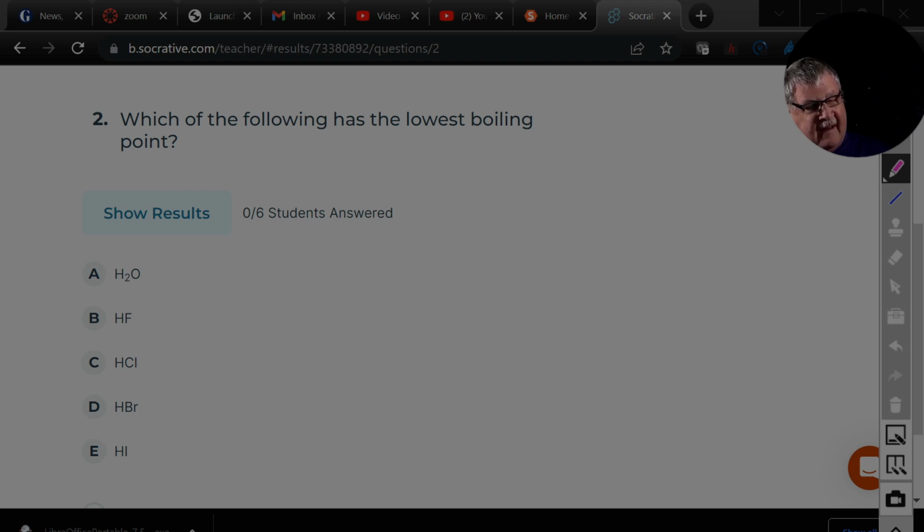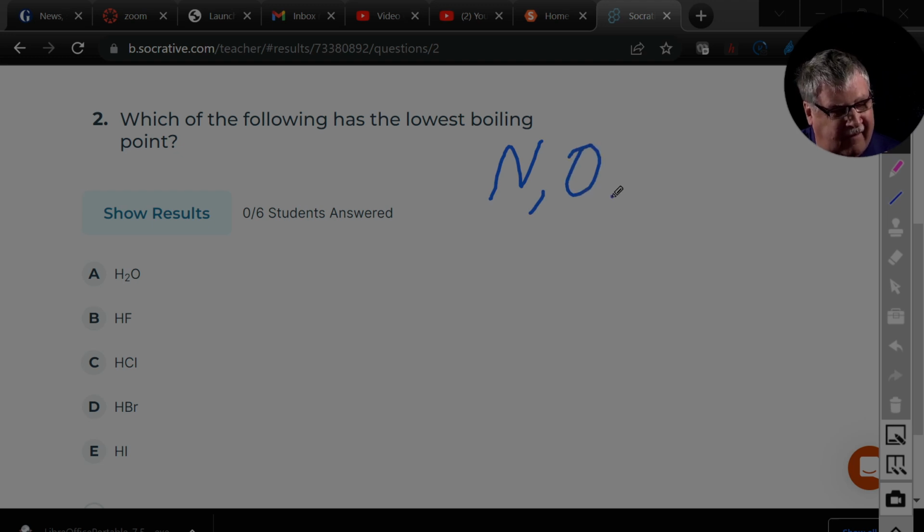Anybody want to stick their necks out on that one? How do we identify if hydrogen bonding is going to exist between molecules of a substance? Hydrogen has to be bound directly to what 3 elements? Nitrogen. Yep, oxygen is one. And what's the third one? Right next to oxygen on the other side.